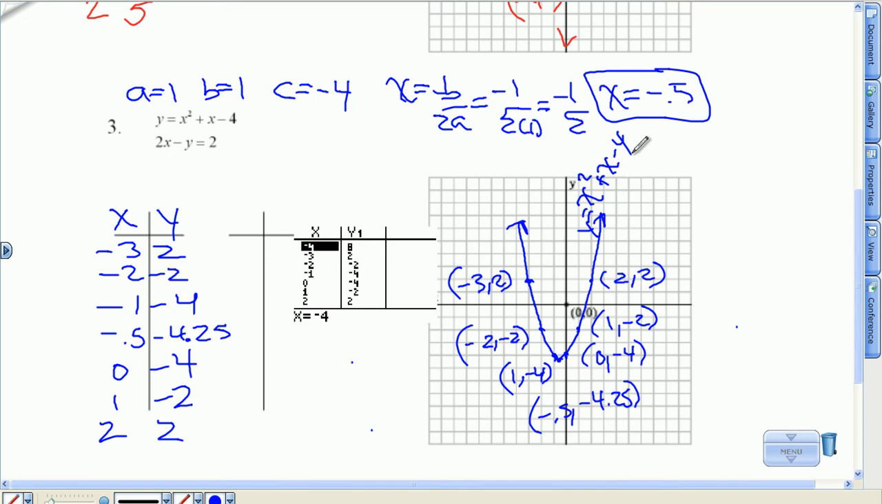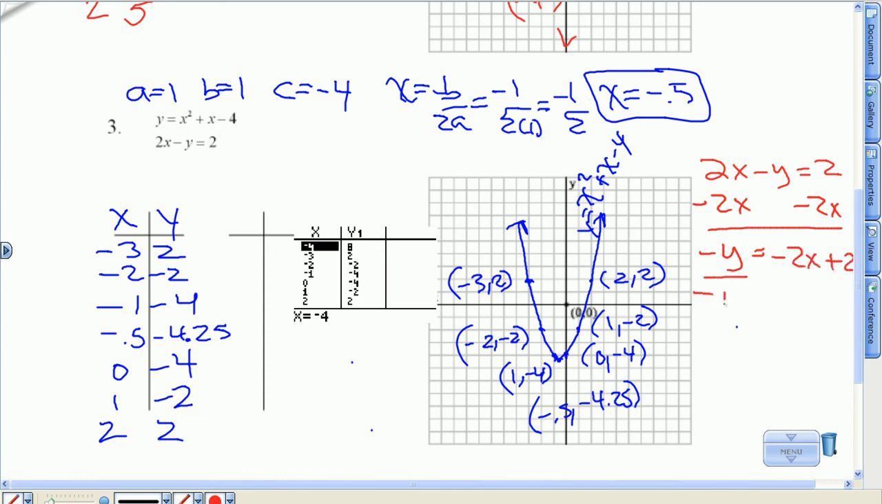Now what makes the second graph really interesting is that it's not solved for y. So let's solve the equation for y. We want to undo addition and subtraction first, so let's get the 2x out of there. Now please note that negative 2x and 2 are not like terms. And then we're going to divide everything by negative 1, or multiply everything by negative 1, but we have to switch the signs of all the terms. And you get y equals 2x minus 2.